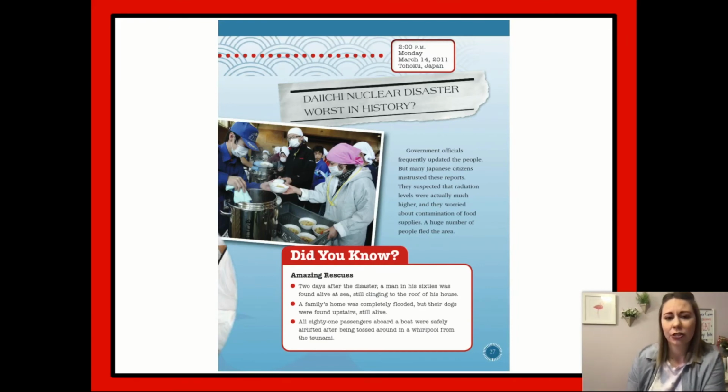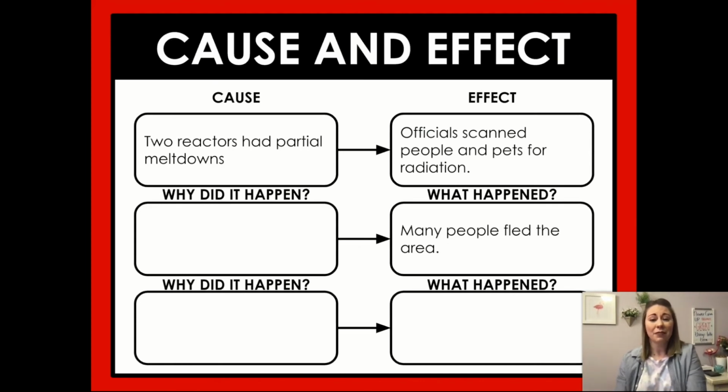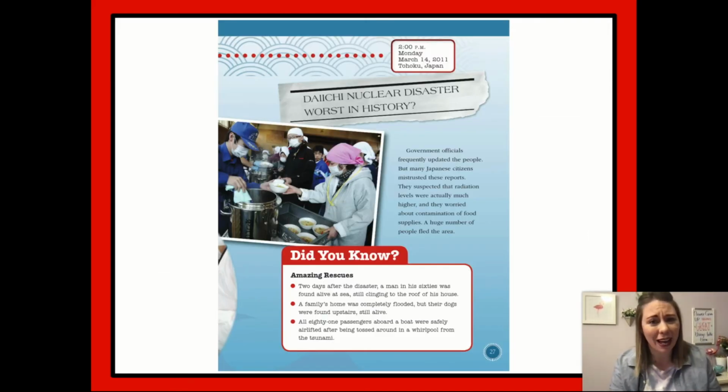Okay. So it says that the government officials frequently updated the people, but many Japanese citizens mistrusted these reports. They suspected the radiation levels were much higher, and they worried about contamination of food supplies. A huge number of people fled the area. So this time I'm going to think, well, many people fled the area, but why did that happen? Why did many people flee the area? So we're thinking about this event in the text. People are fleeing the area. Why did that happen? Let's go back in that paragraph again and check.